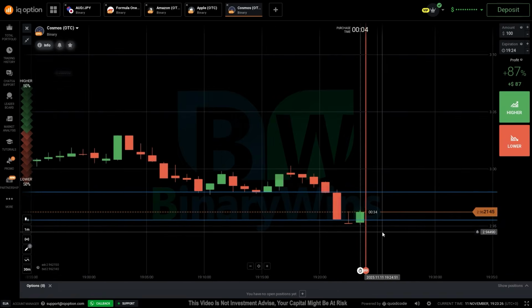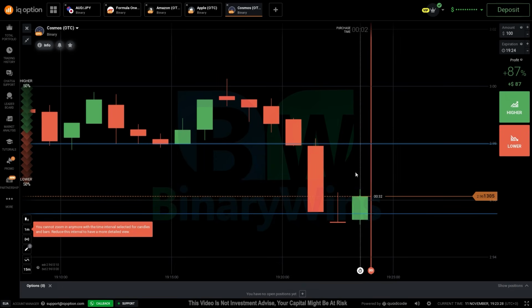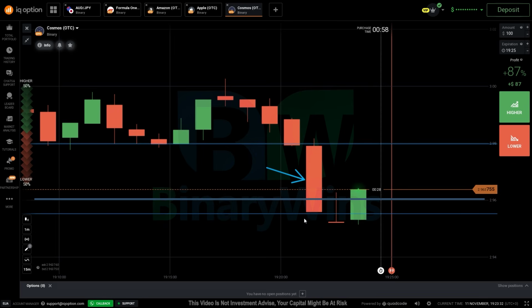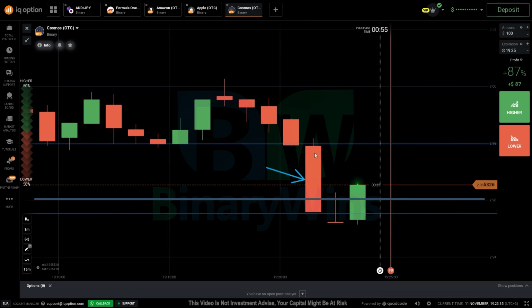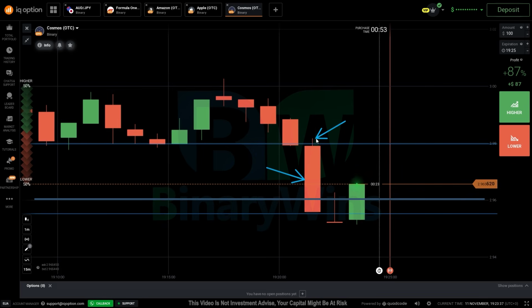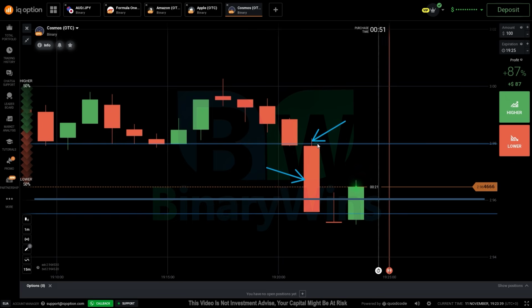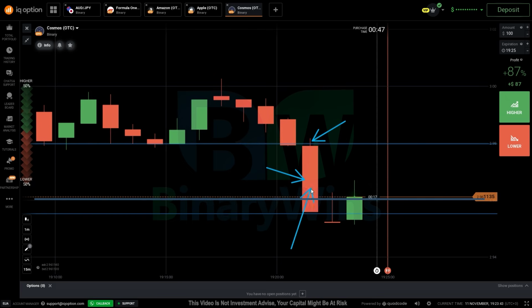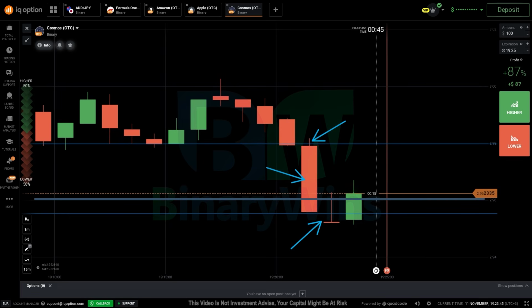Of course, it's true that our candle broke through the round number level. But since a Red Bull candle formed, there was a possibility of a different color candle forming after the Red Bull candle.